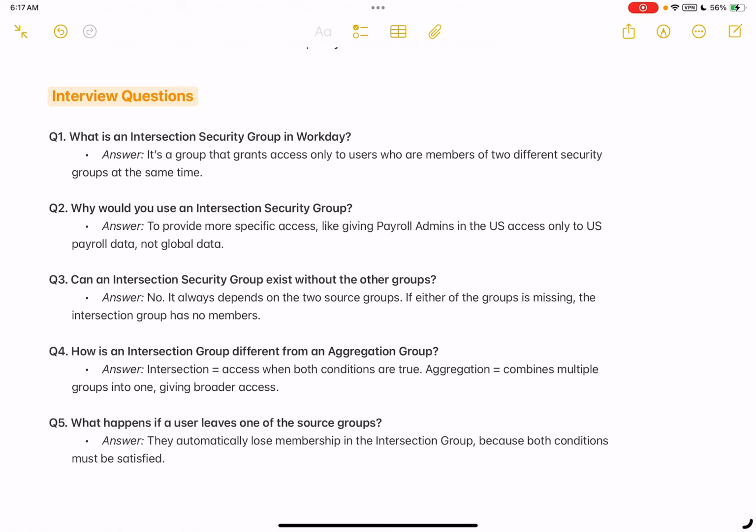To summarize, intersection groups are about narrowing access. They make sure only users who belong to two specific groups get access.